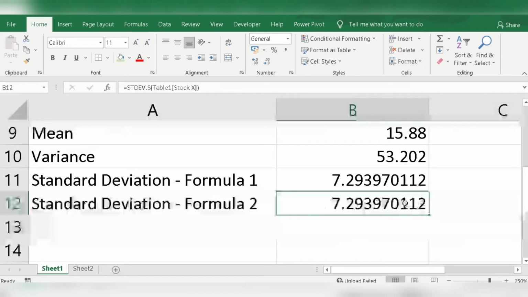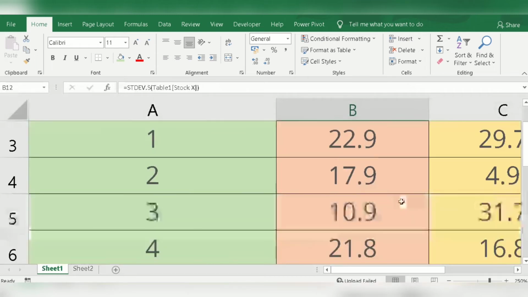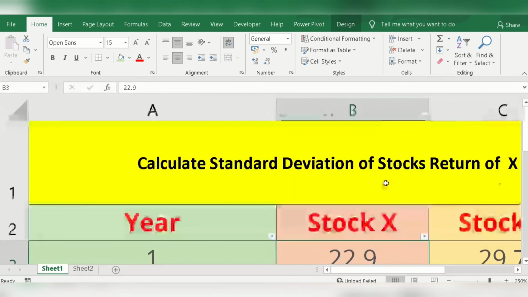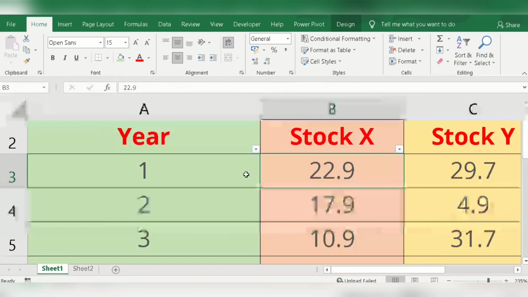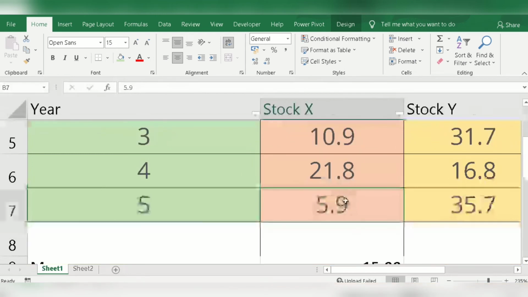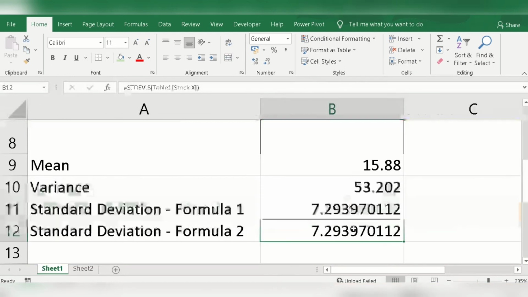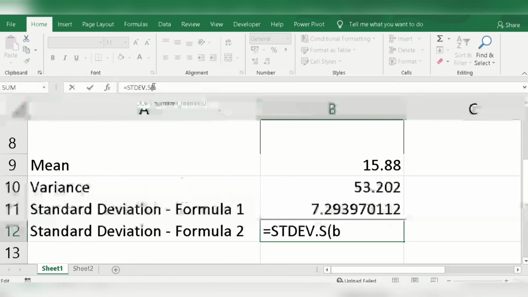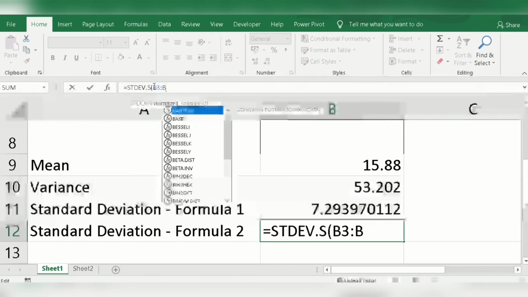So you can use either the first formula or the second formula, whichever is easy and helpful for you. This is the way we calculate mean, variance and standard deviation. And for stock Y, just track it, and over here the standard deviation you have to track, or else in the range you can type it.